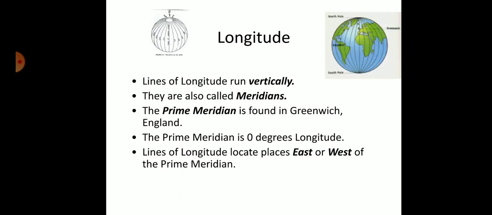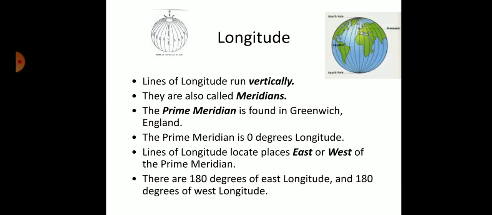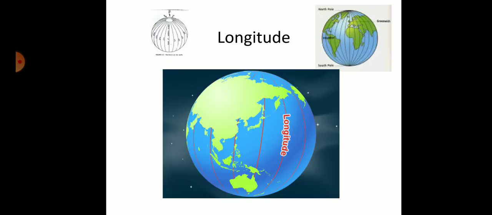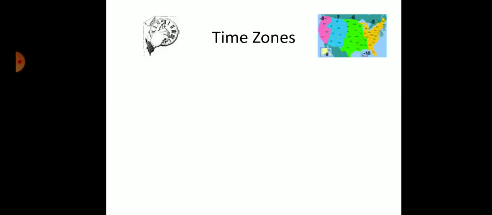Lines of longitude locate places east or west of the prime meridian. There are 180 degrees of east longitude and 180 degrees of west longitude. This is a picture of longitude. Those red lines are lines of longitude that run from north to south. Correct.